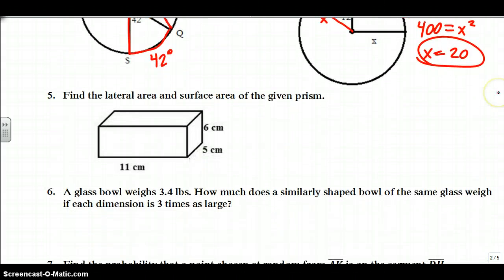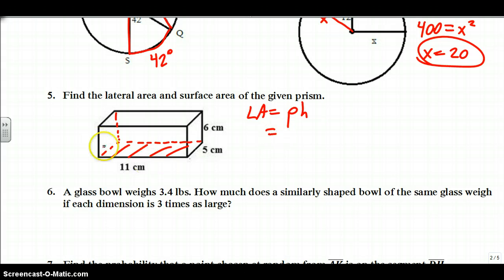Find the lateral area and surface area of the given prism. Now, this is a little tricky. This will be marked on your test. Lateral area requires you to identify a base. I'm going to use the top and the bottom as the bases, okay? If you try to find the lateral area of a rectangular prism without being told the base, we can get different answers. I'm going to do the bottom. Lateral area of a rectangular, or of any prism really, is perimeter of the base times the height.